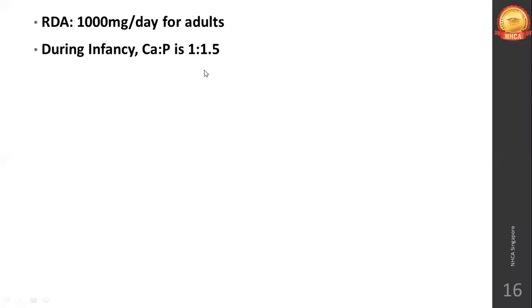So the RDA of phosphorus, similar to calcium, is 1000 mg per day. It's a macromineral. In lactating and pregnant women, it is 1200 mg per day. Even in teenagers, it is 1000 mg per day. During infancy, and only during infancy, the amount of phosphorus required is higher than calcium. The ratio is 1:1.5. So in infants, if the calcium intake is around 300 mg, phosphorus intake should be around 450 mg.